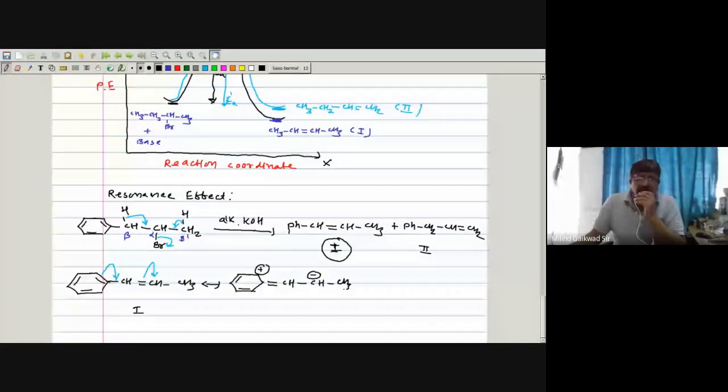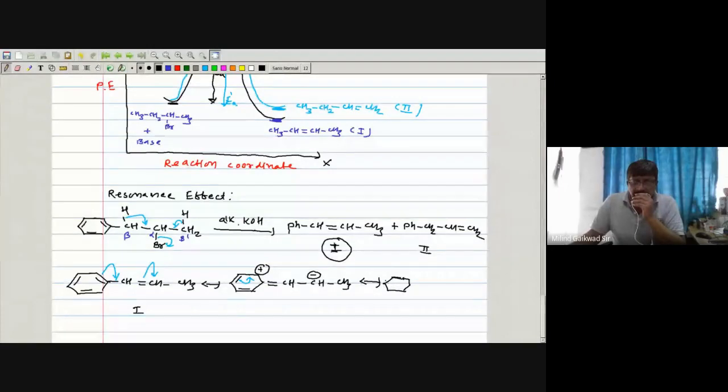Further, it also undergoes resonance. So here this pi bond will shift to this sigma bond. You can get formation of a pi bond, and this carbon carries a positive charge. So here you are having the next resonating structure. Here is a benzene nucleus, right?